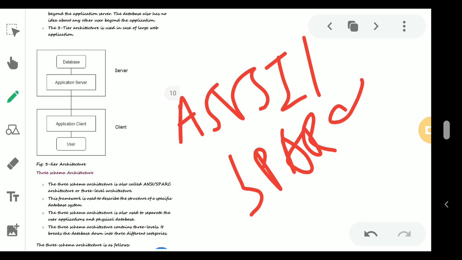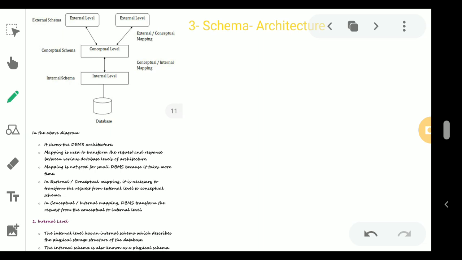The 3-schema architecture is also used to separate the user application and the physical database. The 3-schema architecture contains 3 levels. There are only 3 levels, that's why it is known as 3-schema, because there are 3 different levels there.